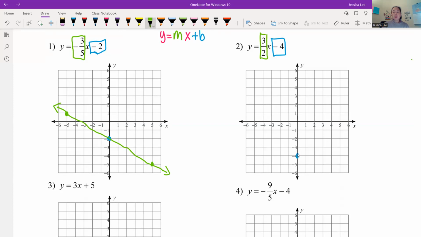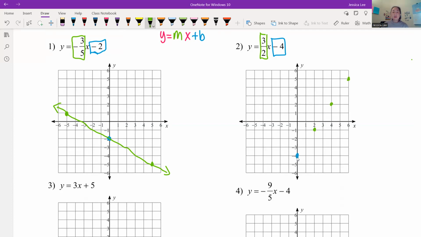That part is 3, so we're rising. We're going to go up 3, and then since it's positive, we're going to go to the right, because that is going to give us that positive slope. The increasing, right? Positive is increasing. So I'm going to do this again. Up 3, and then to the right 2. Up 3 to the right 2. So we're going the same pattern every time, like stairs, right?